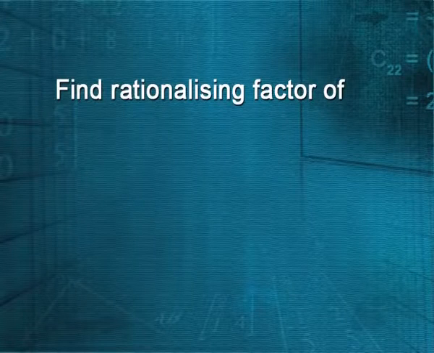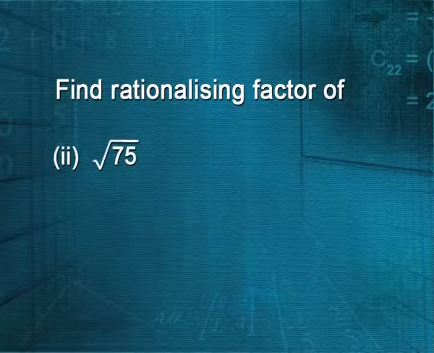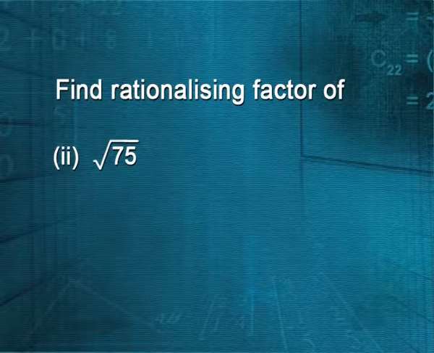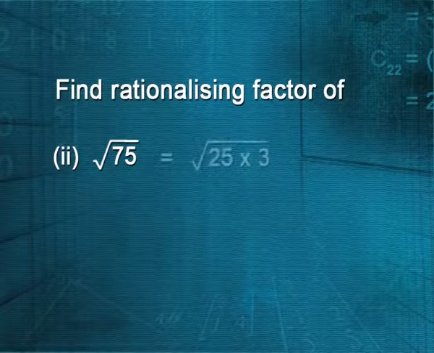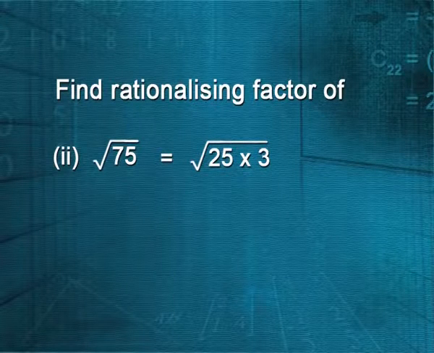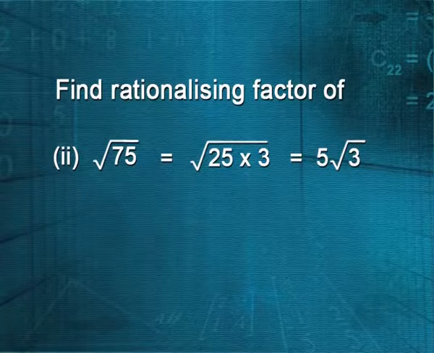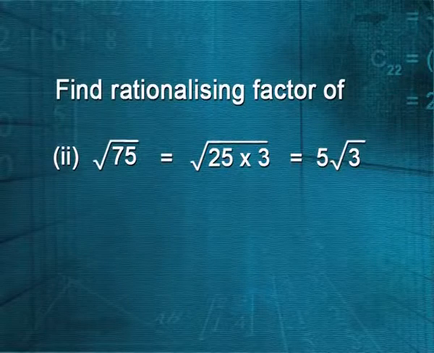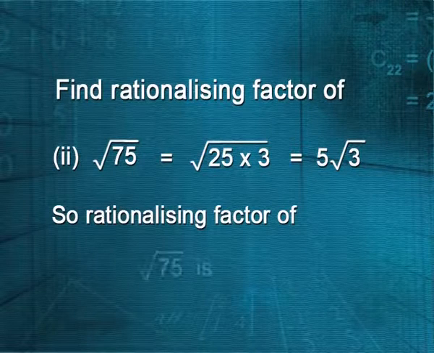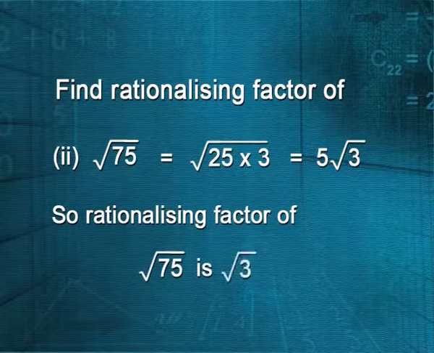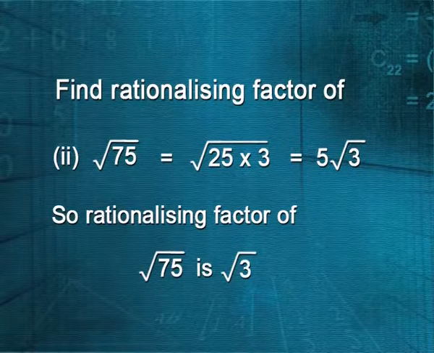Let us see the second example, root 75. Root 75 is a surd. We have to multiply it by a number so that it converts into a rational number. Now, root 75 can be written as root 25 into 3. Square root of 25 is 5. So it can be written as 5 root 3. Now when I multiply 5 root 3 by root 3, I will get 5 into 3, which is 15, and 15 is a rational number. That means by multiplying root 75 by root 3, I will get a rational number. Therefore, root 3 is the rationalizing factor of root 75.